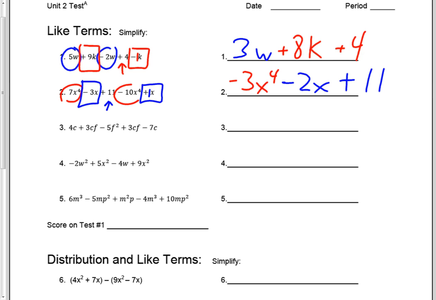If you're getting these wrong, you're doing too much. So, what looks exactly the same with 4C? Anything else? No. Yeah, or 7C. Negative 7C. Piece by piece. How about with the plus 3CF? There's another one. So how many of those do we have?